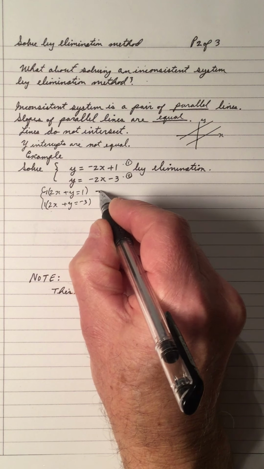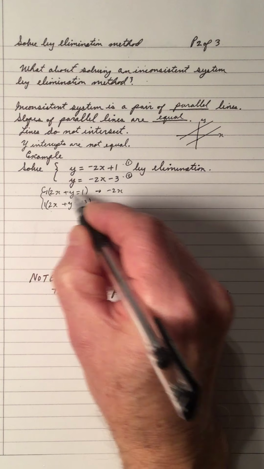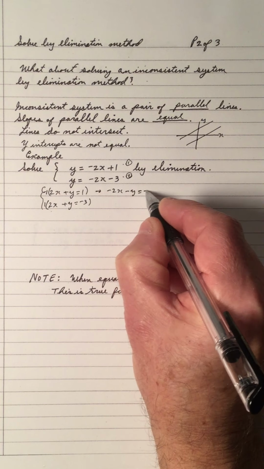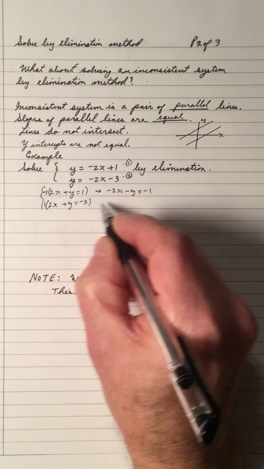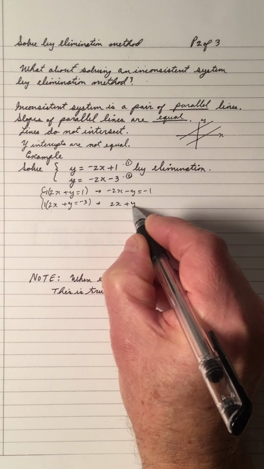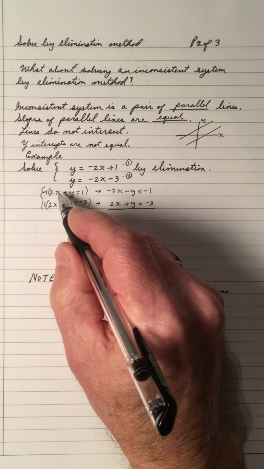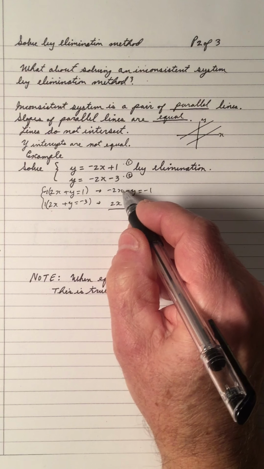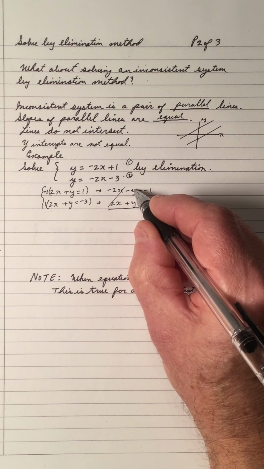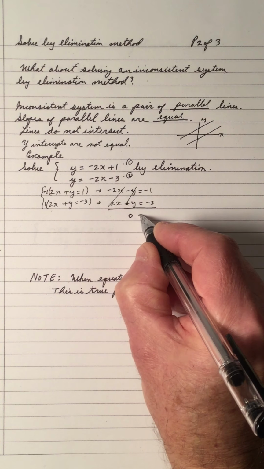So when we do, negative 1 times 2 is negative 2x. Negative 1 times y is negative y. Negative 1 times 1 is negative 1. And when we multiply by 1, the equation won't change. It's 2x plus y equals negative 3. Notice, if you add up the x's, you get 0. If you add up the y's, you get 0. So the left side becomes 0.